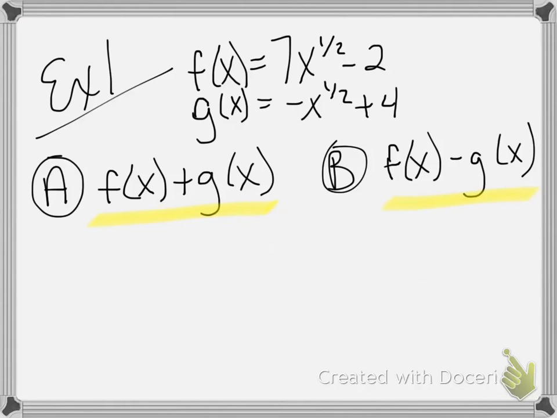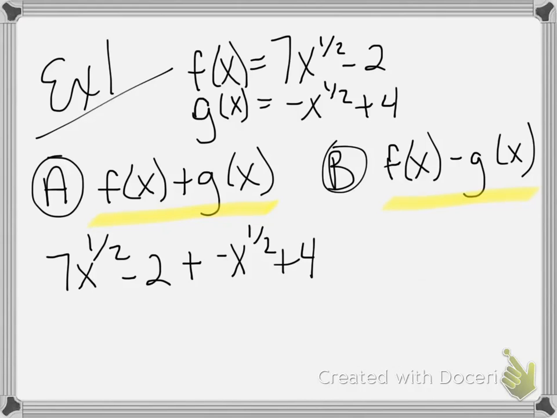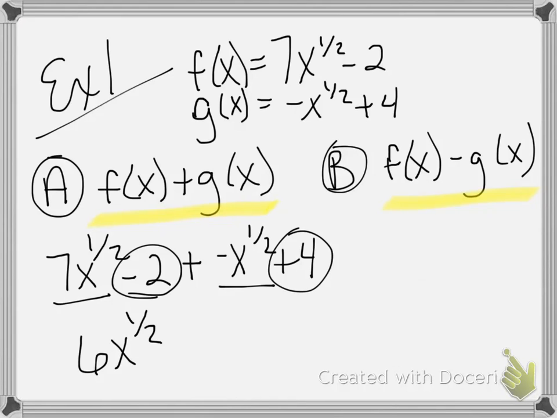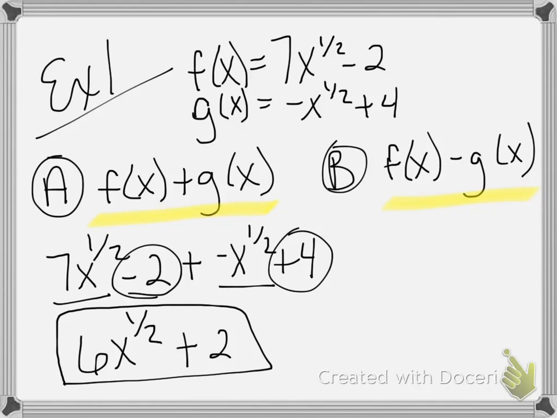When I add them, I have 7x to the 1/2 minus 2 plus negative x to the 1/2 plus 4. Combining my like terms, 7x to the 1/2 minus x to the 1/2 is 6x to the 1/2 power. Negative 2 and positive 4 makes plus 2. So f of x plus g of x equals 6x to the 1/2 power plus 2.